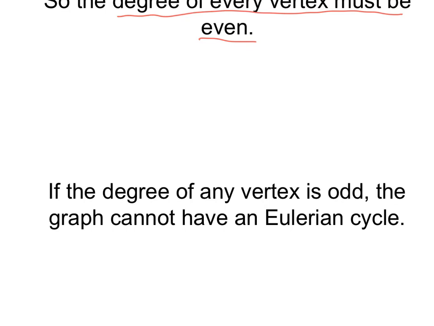So let me write this down clearly. If there is an Eulerian cycle in the graph, then this implies that the degree of every vertex must be even.